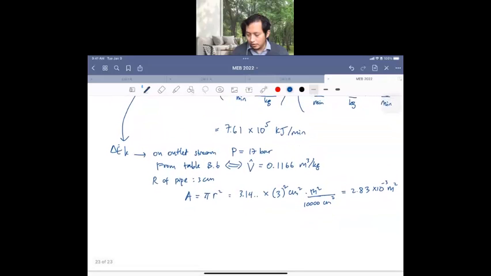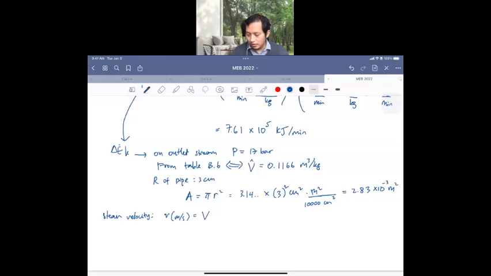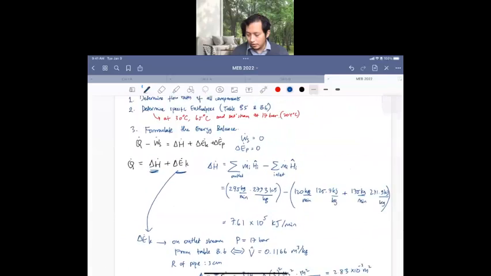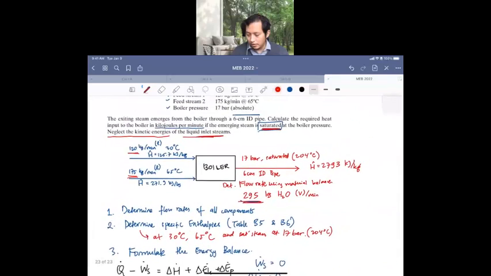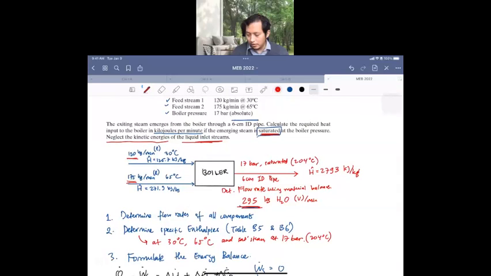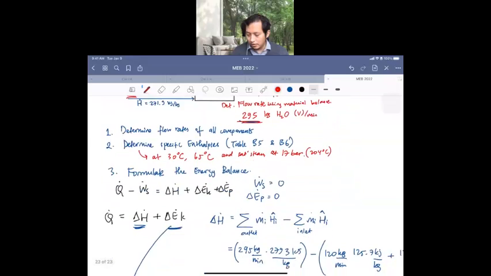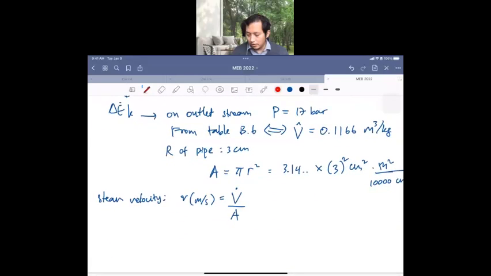Okay. Now, because we have the cross section, then steam velocity is the volumetric flow rate divided by A. Now this is also important. Whenever you find that all of your terms are defined or described as flow rate, then you need to use the flow rate. Okay, so the same structure.